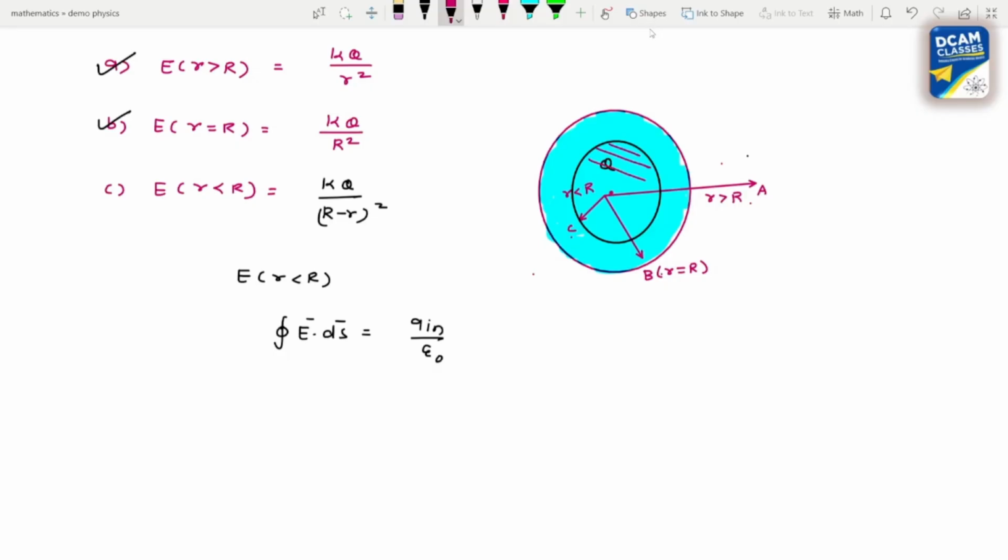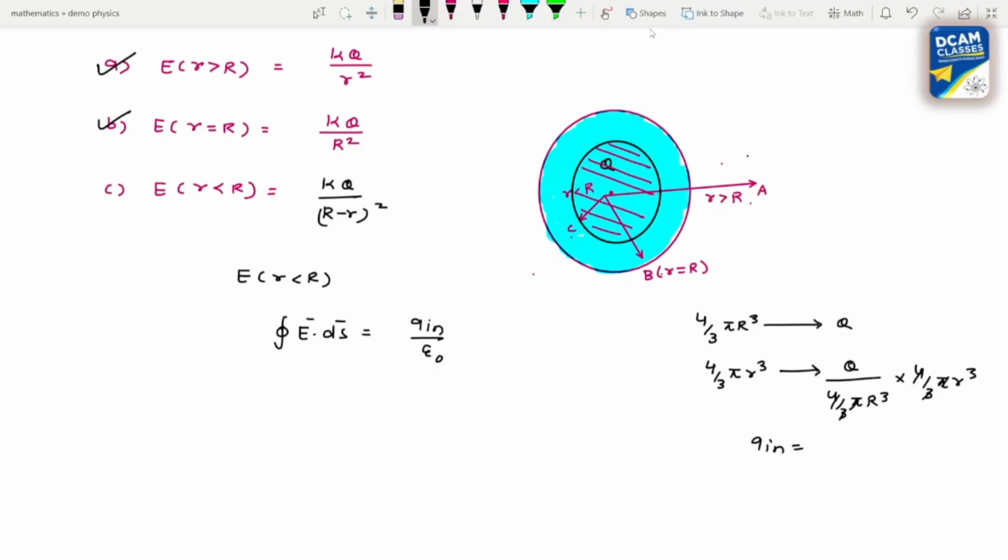See, Manas, when you try to calculate the q inside, how do you do it? I'll tell you. This capital Q charge is totally distributed in this volume. So for the 4 by 3 pi R cube volume, the charge is capital Q. Now what is the volume of this Gaussian surface that we have constructed? It's 4 by 3 pi small r cube. Then for the 4 by 3 pi small r cube, how much charge will be there? Capital Q by 4 by 3 pi capital R cube into 4 by 3 pi small r cube. So this will be our Q inside. Even if we cut out 4 by 3 pi and 4 by 3 pi, that will be the inside charge. So it is going to be k q r cube by small r cube by capital R cube.